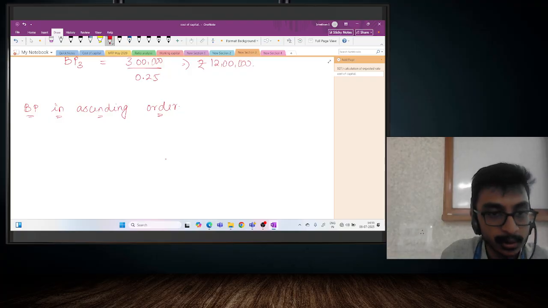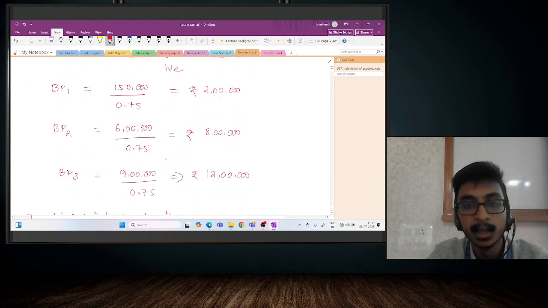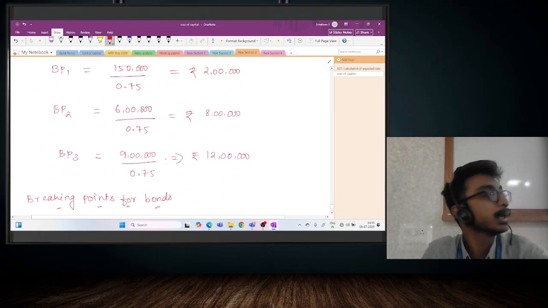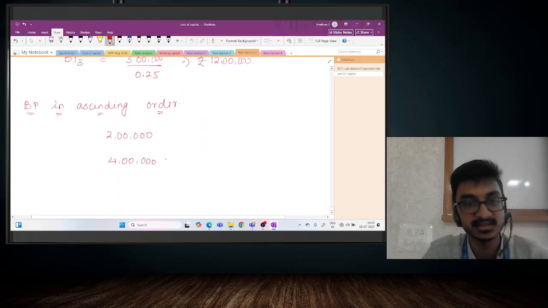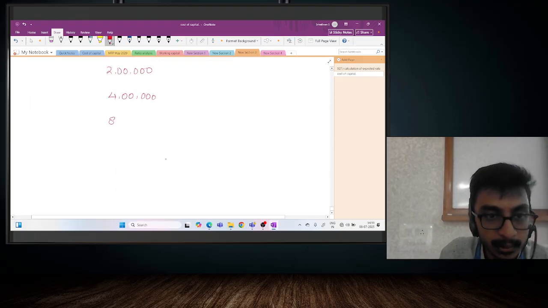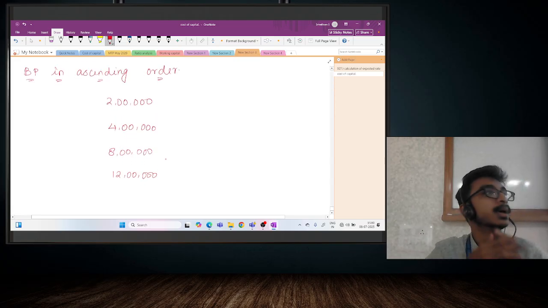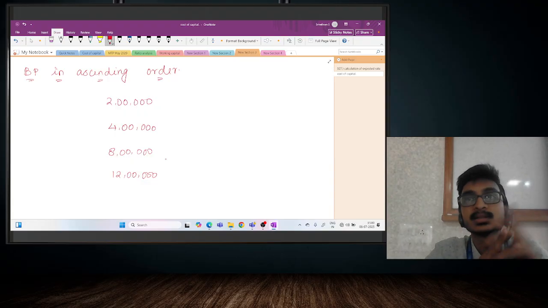Just leave some space on the left hand side and write it down. We have 2 lakh rupees, then 4 lakh. See here, for equity we have 2 lakh, then in the bonds we have 4 lakh. And equity we have 8 lakh and 12 lakh. For bond also we are having 8 lakh and 12 lakh. So we don't need to write it twice. Just write it once, 8 lakh and 12 lakh. Clear?